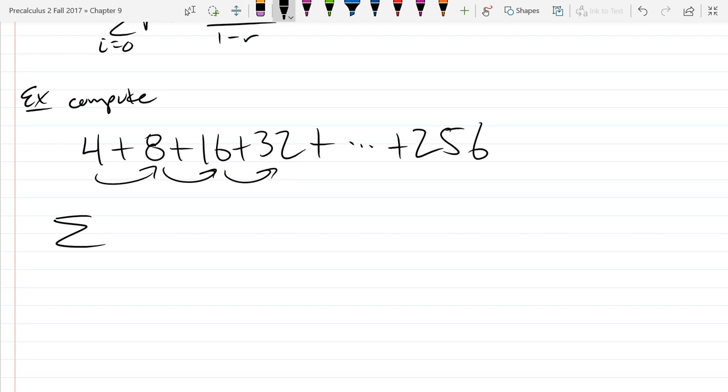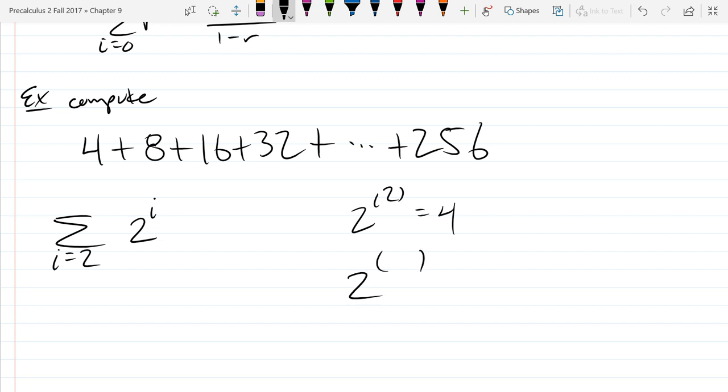So we got a times 2, so this is going to look like 2 to the n. What value gets me the first term? So 2 to what power equals 4? So 2 to the 2. So our initial, I shouldn't use n, I was using i's before, we'll keep going with those. So our initial i will be 2. Now I want to find the final i value. 2 to what power is 256?